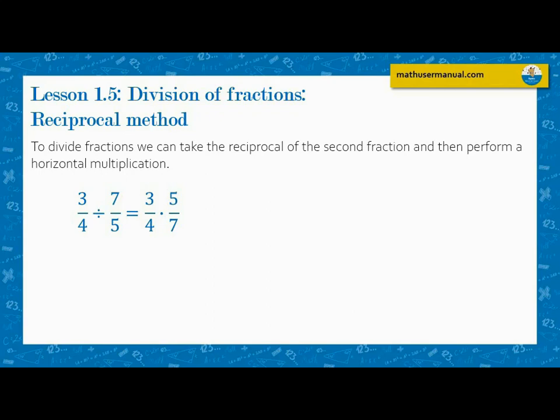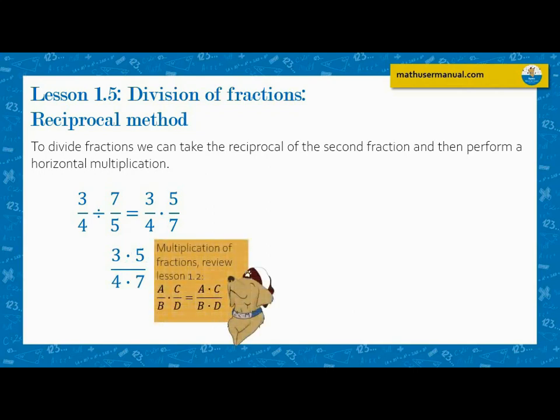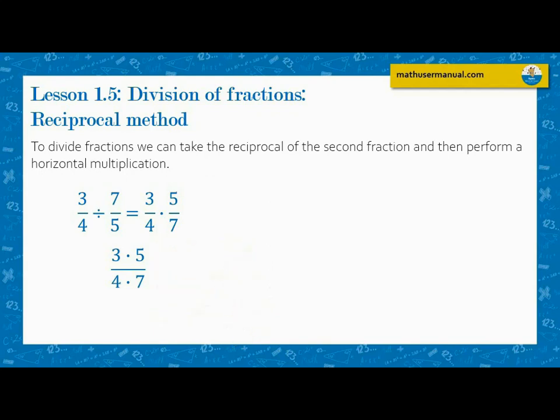And very important, the division now changed to a multiplication. So 3/4 divided by 7/5 is the same as 3/4 multiplied times 5/7. And after that is a multiplication of fractions. Multiply the numerators together, and multiply the denominators together. Remember, we learned this in lesson 1.2, so you can review this lesson if you want to refresh your knowledge. And then 3 times 5 is 15, 4 times 7 is 28. This is the answer to our division of fractions.